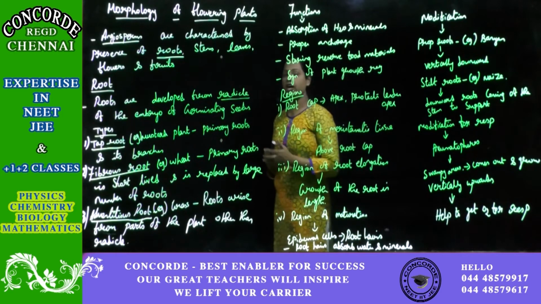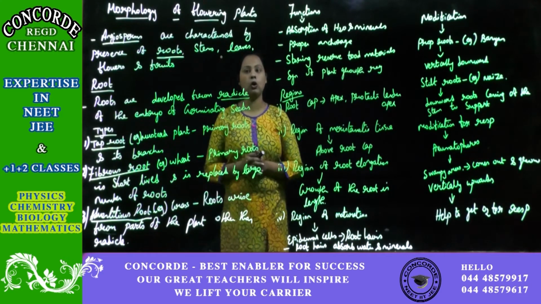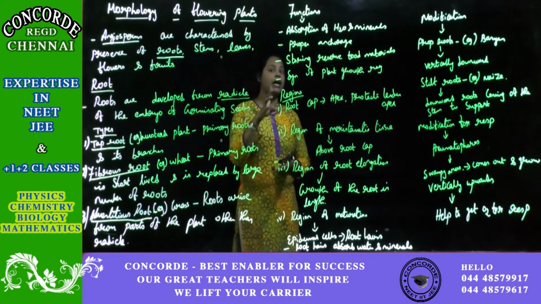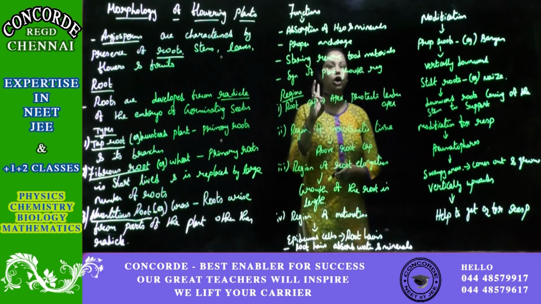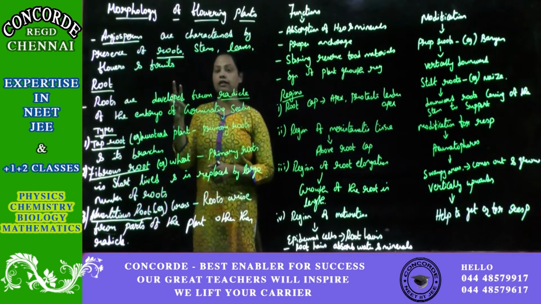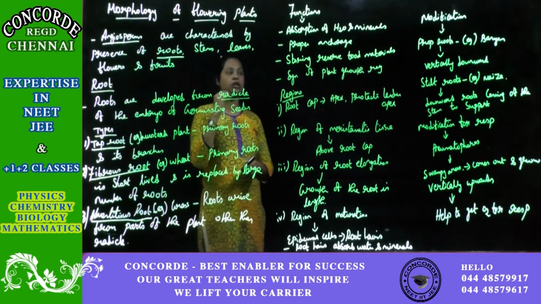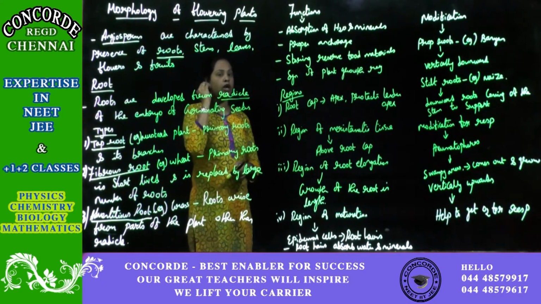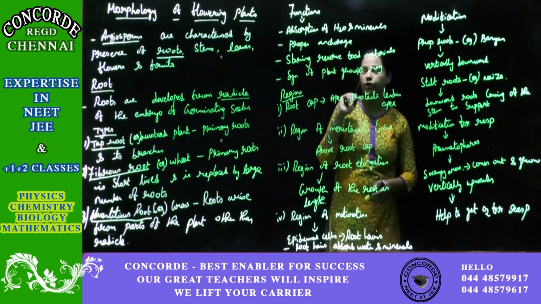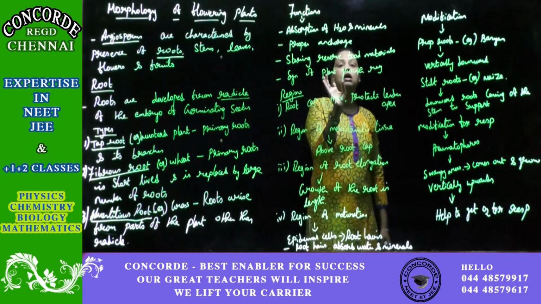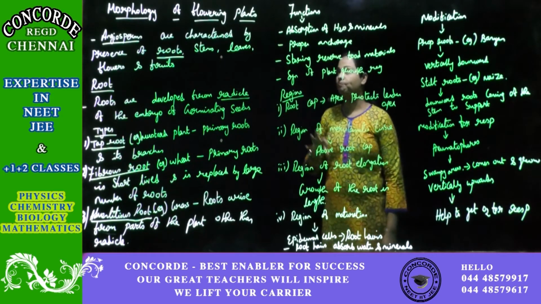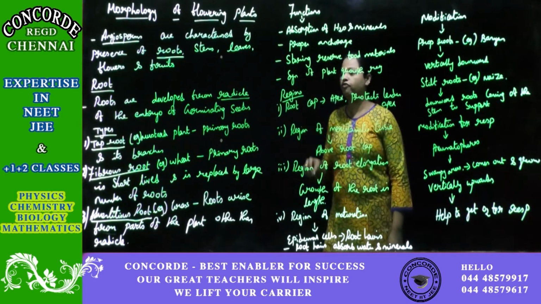As we have already discussed plant growth regulators in the chapter plant growth and movement, there are two types: growth regulators and growth inhibitors. What are the growth regulators? Auxins, gibberellin and cytokinin. All those growth regulators are synthesized by root. So this is about the function of root.